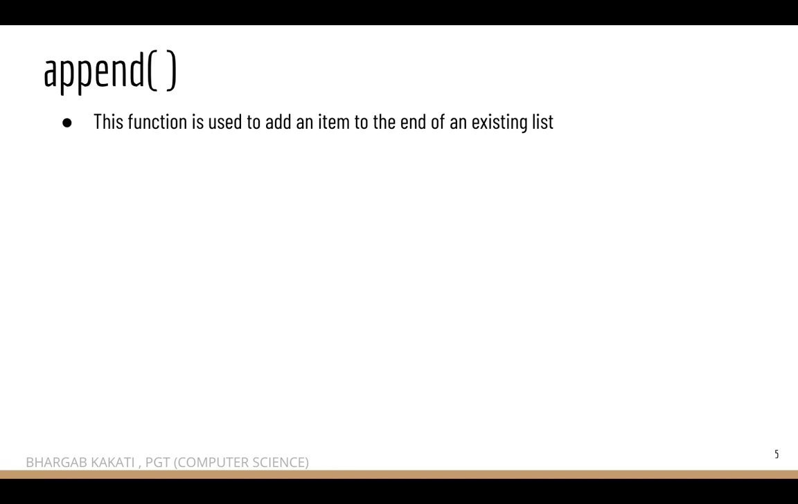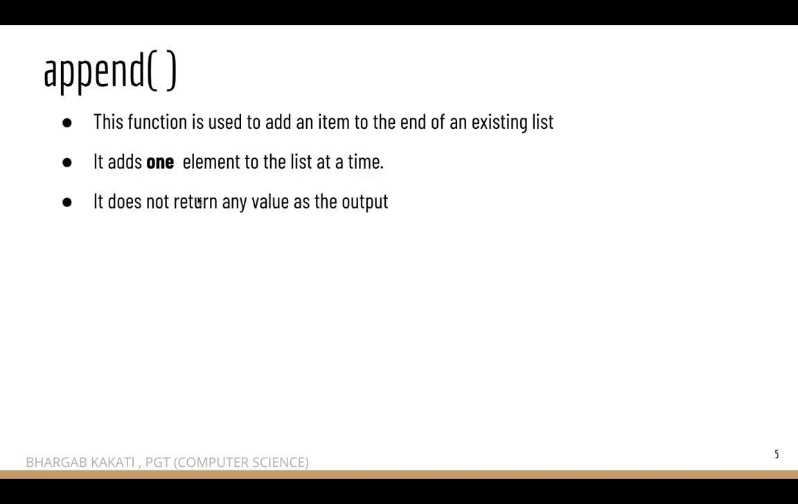As we will go for the programming on list and in various other cases, this function is one of the most important functions and it is used very frequently in the programs. So what it does, it adds one element to the list at a time. This one is very important. More than one elements you cannot include within the append function. Only one element can be added at a time. It does not return any value as the output. After adding one element, it will not return any value.